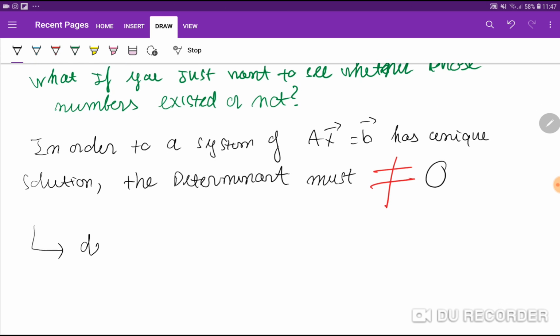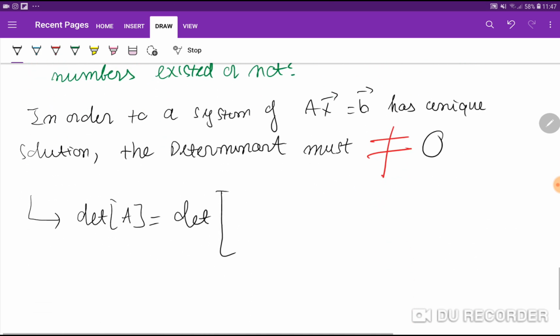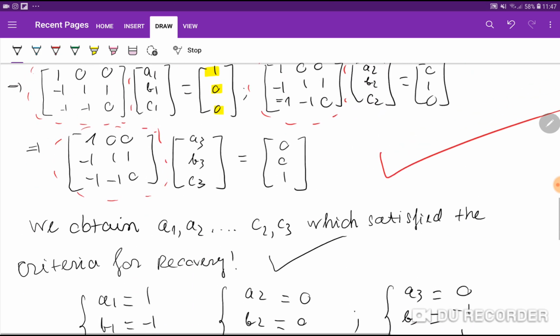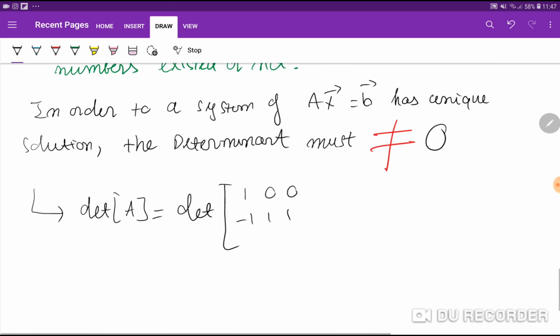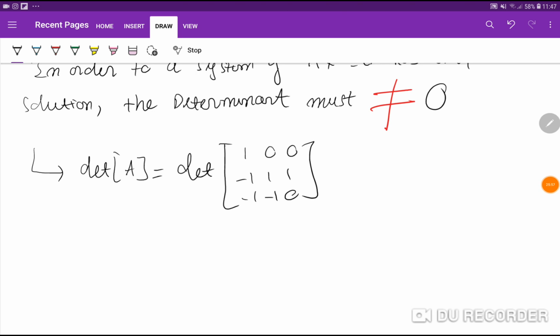So we can find the determinant of A, which is the determinant of the matrix 1 0 0, negative 1 1 1, negative 1 negative 1 0. There's a fast way you can find the determinant of these. Let me quickly review. I will also attach the video from there. There's a quick determinant trick. I attached it in the link.